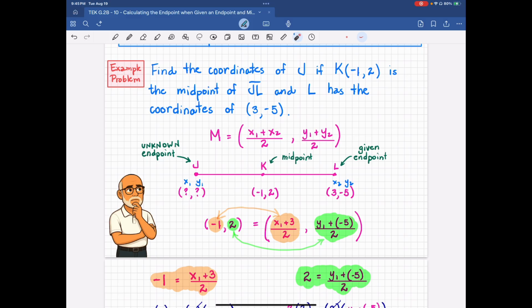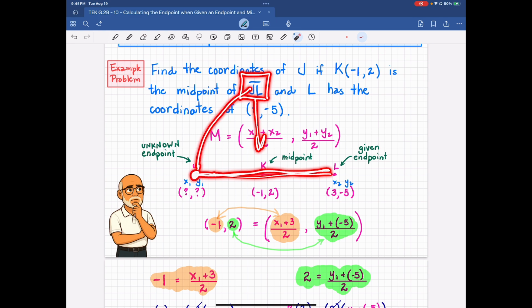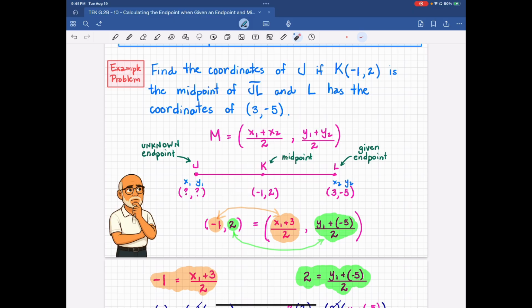We know that we have line segment JL. So I literally draw line segment JL, and I put J as one of my endpoints and L as the other endpoint. In the problem, it tells us that K is the midpoint. So I make K the midpoint of this line segment.